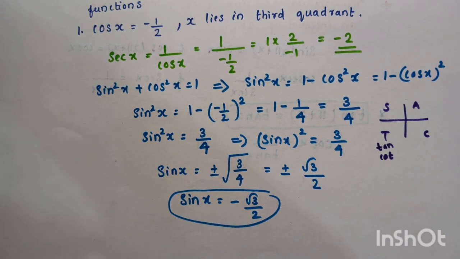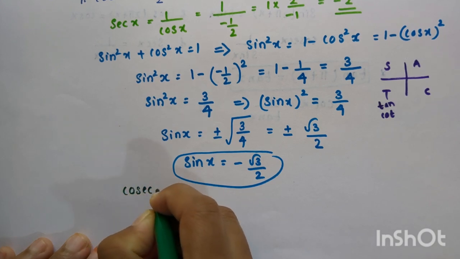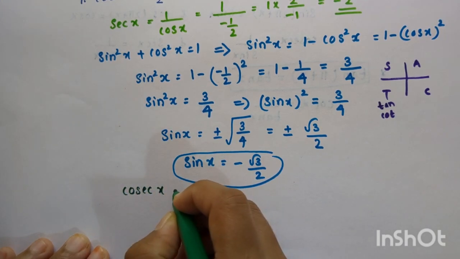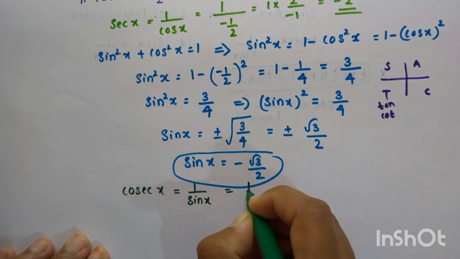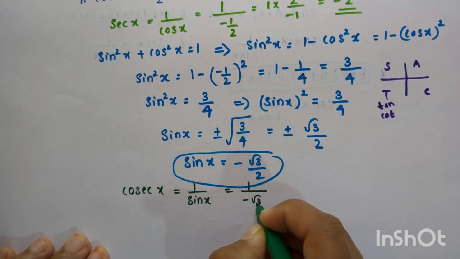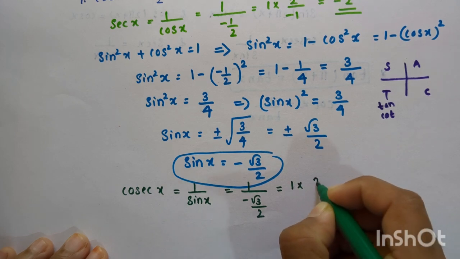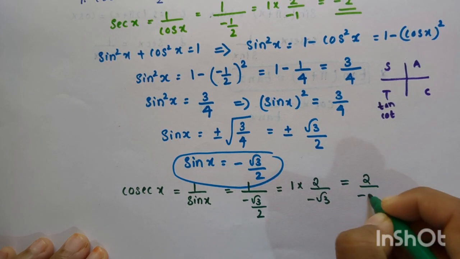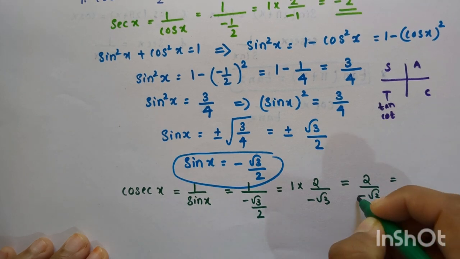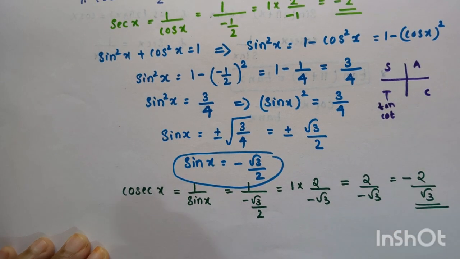Now we have another trigonometric function, which is cosec x. Cosec x is the reciprocal of sin x. So 1 by sin x, which is -√3/2, multiplying with the reciprocal, gives 1 into 2 by -√3. That is 2 divided by -√3, which is equal to -2/√3. This is the value of cosec x.